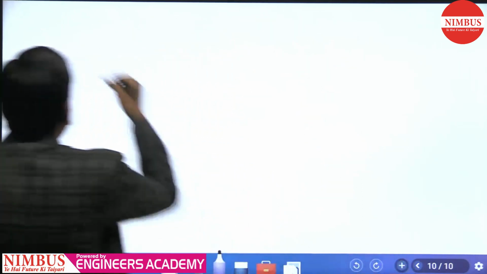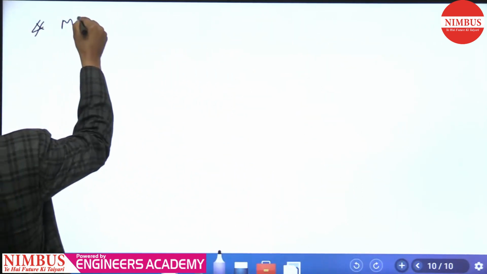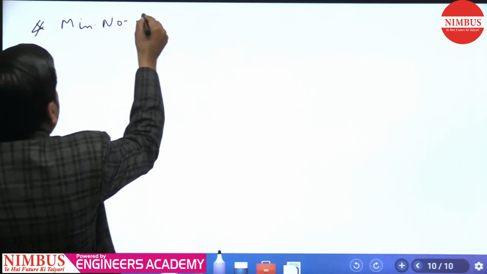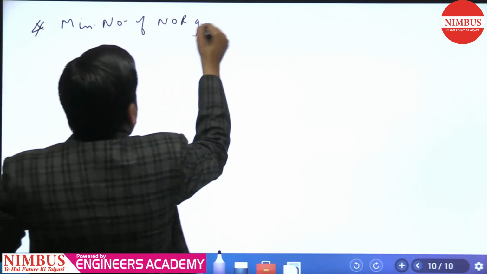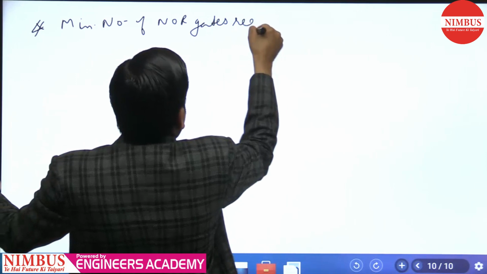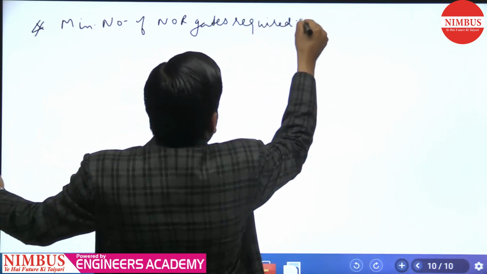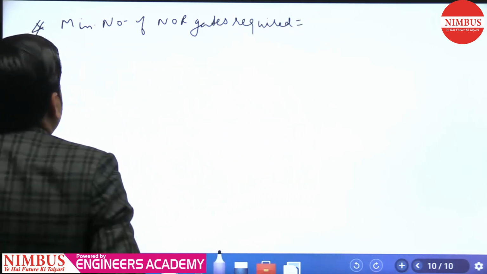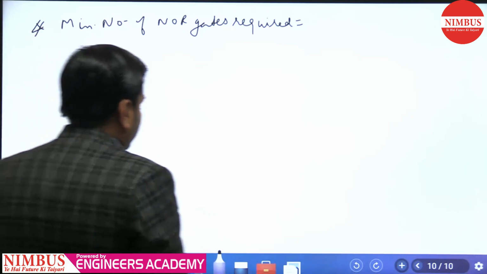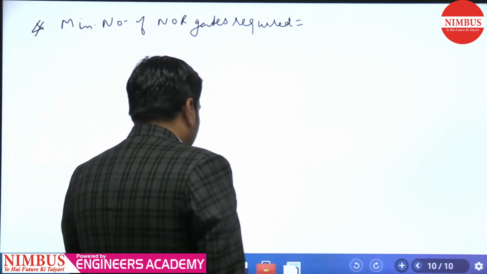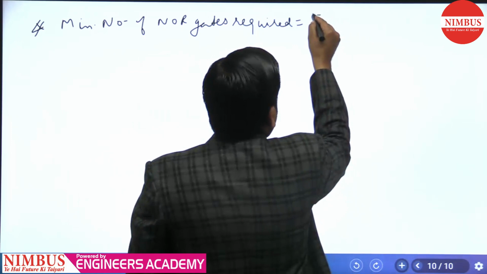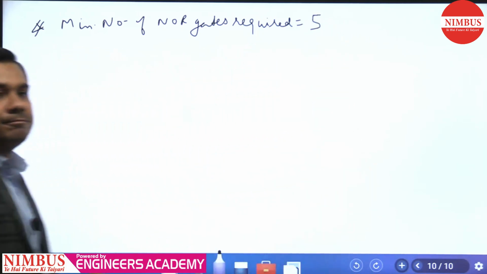So the minimum number of NOR gates required for the XOR, that is your 5.